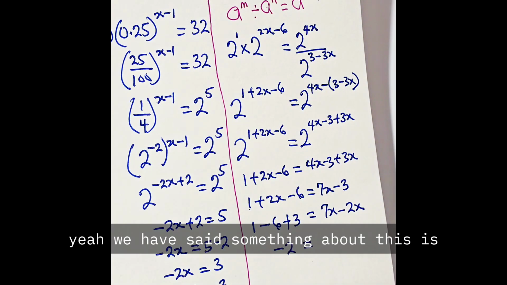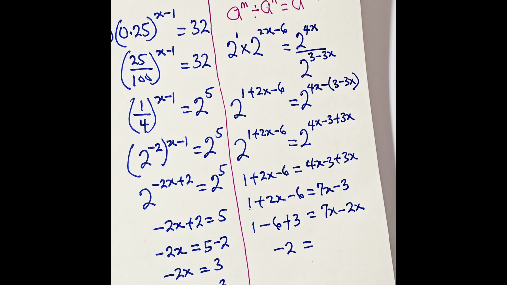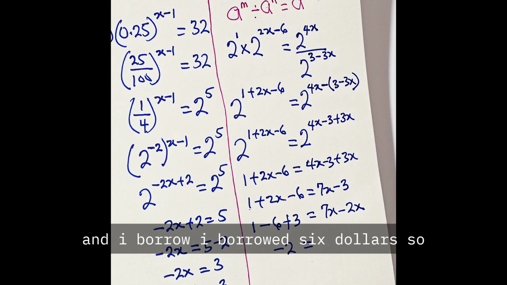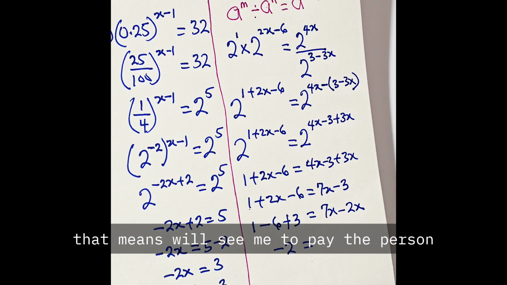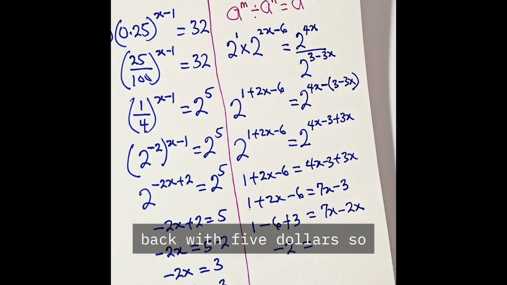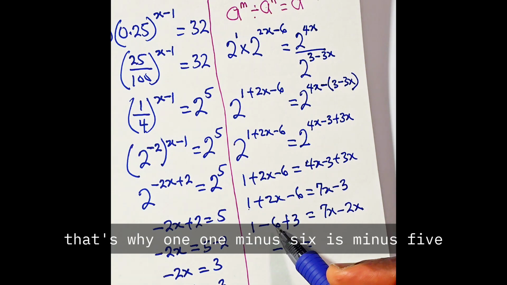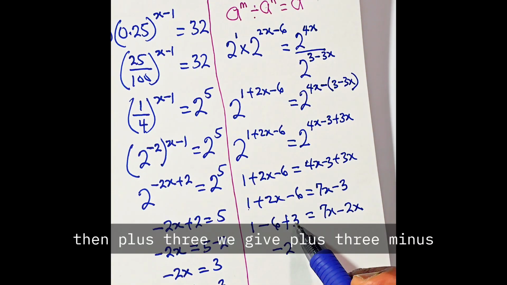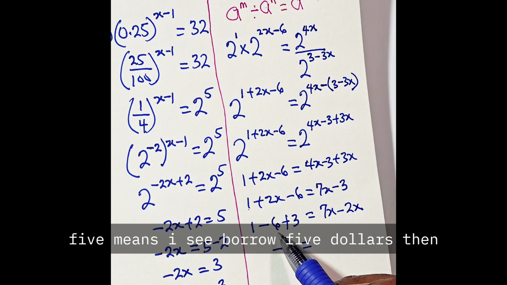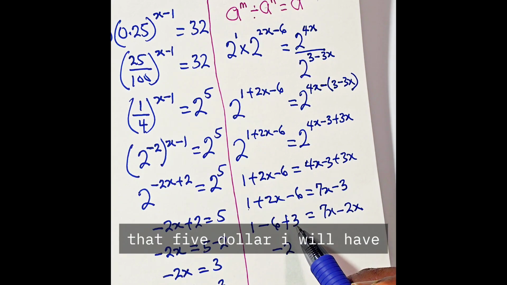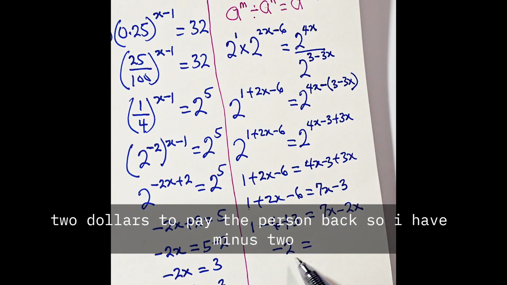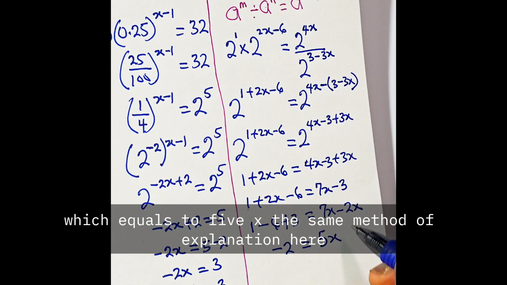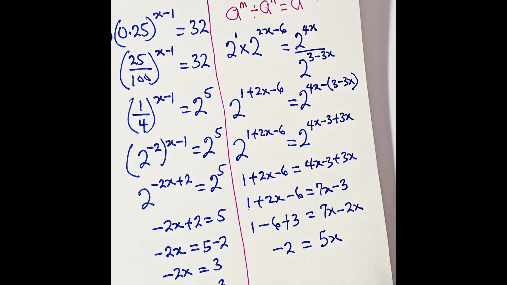Yeah, we have said something about this: 1 minus 6 is like I have $1 and I borrowed $6. So if I'm able to pay back $1 out of the $6, that means I will still need to pay the person back $5. So that's why 1 minus 6 is minus 5. Then plus 3, we give plus 3, minus 5 means I still borrow $5. Then I have $3. If I pay $3 back from that $5, I will have $2 to pay the person back. So I have minus 2 equals 5x. The same method of explanation here.